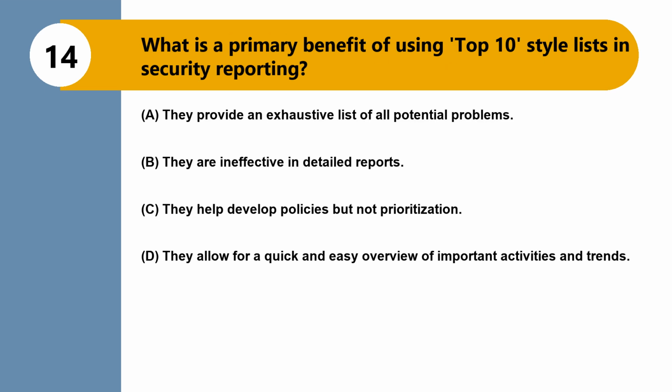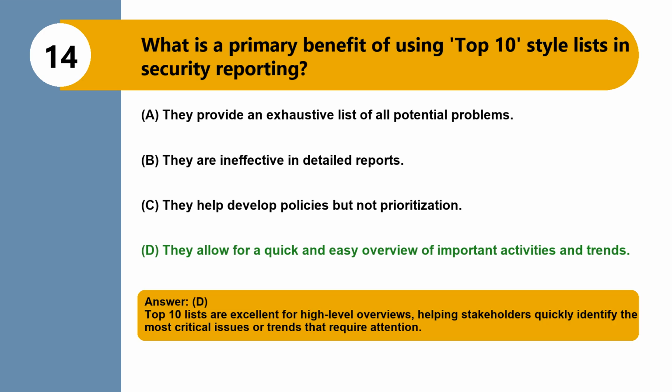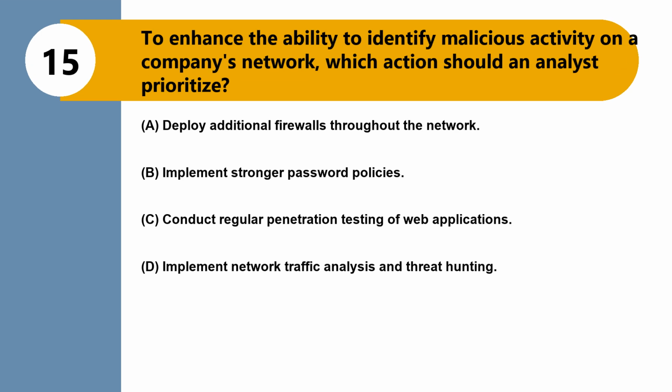Question 14. What is a primary benefit of using top 10 style lists in security reporting? Option A. They provide an exhaustive list of all potential problems. Option B. They are ineffective in detailed reports. Option C. They help develop policies but not prioritization. Option D. They allow for a quick and easy overview of important activities and trends. The correct answer is option D. They allow for a quick and easy overview of important activities and trends. Top 10 lists are excellent for high-level overviews, helping stakeholders quickly identify the most critical issues or trends that require attention.